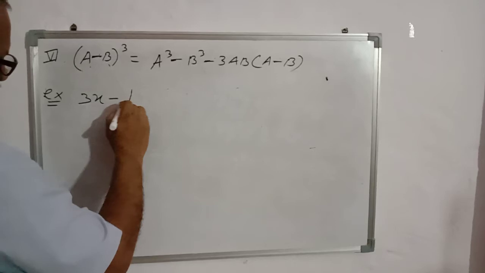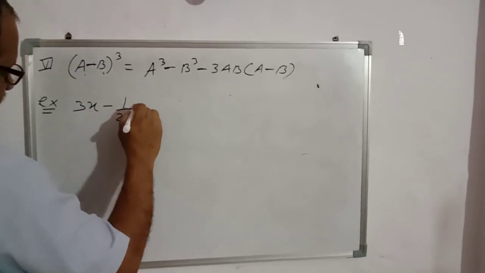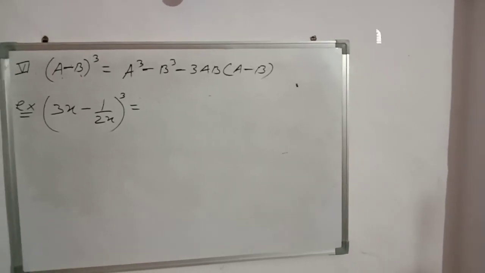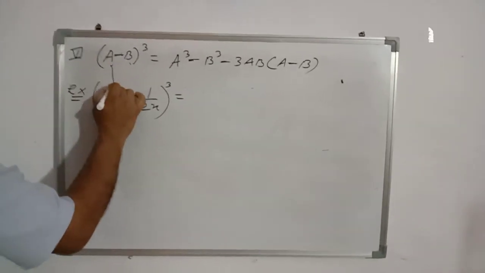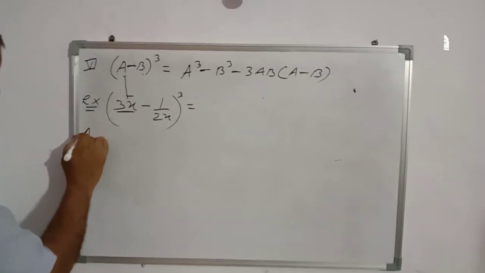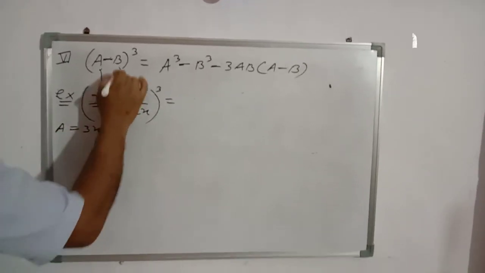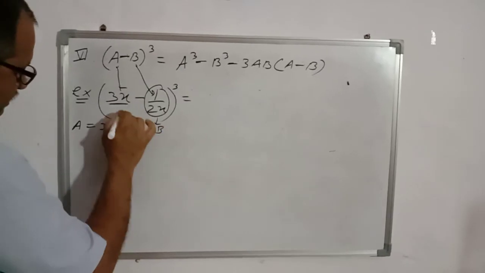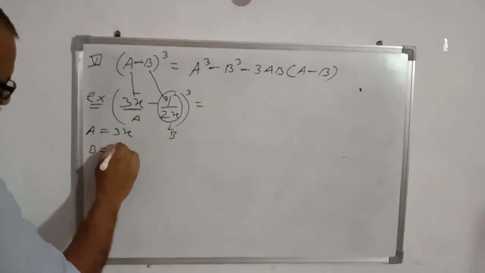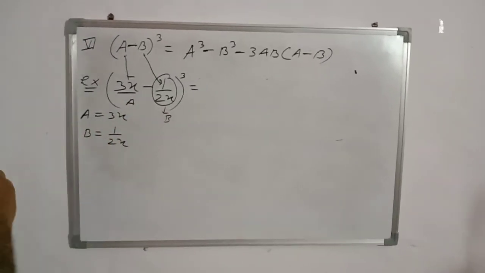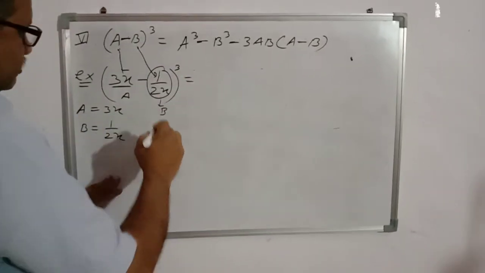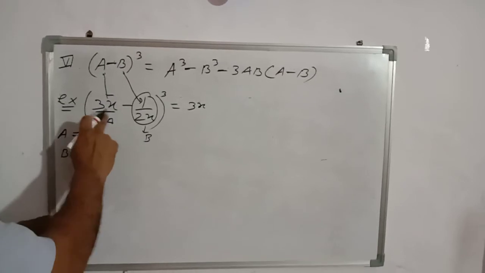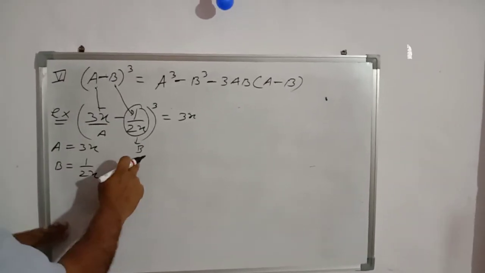(3x - 1/2x) whole cube. So what is a here? Compare it. a is 3x. What is b here? b is 1 by 2x. So a is 3x, b is 1 by 2x.